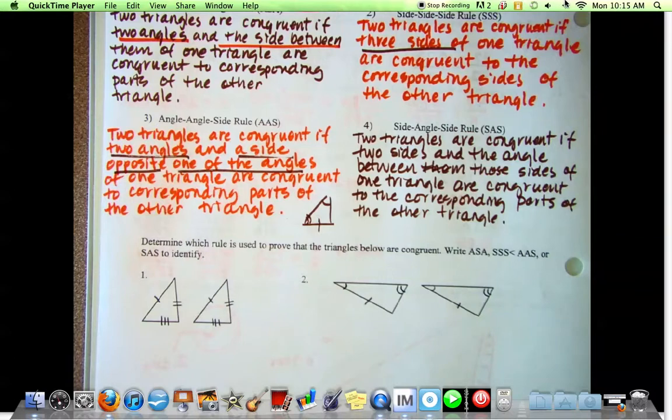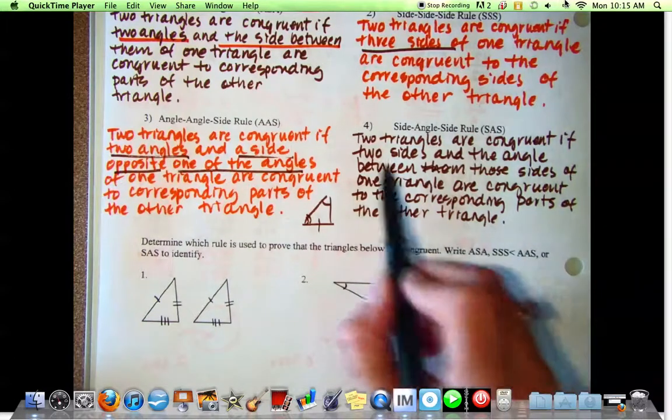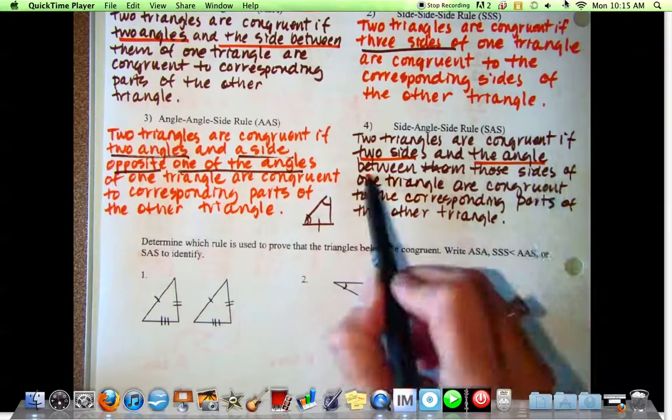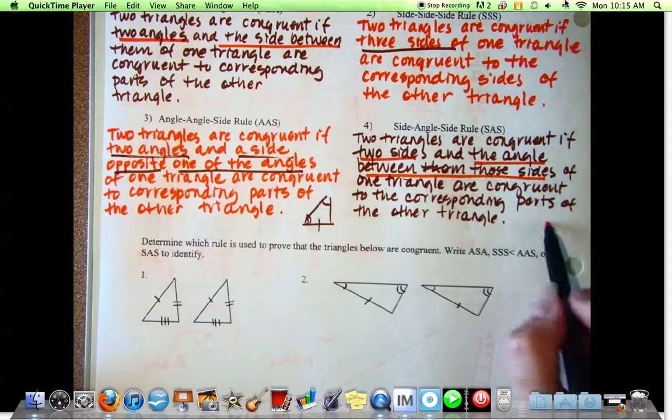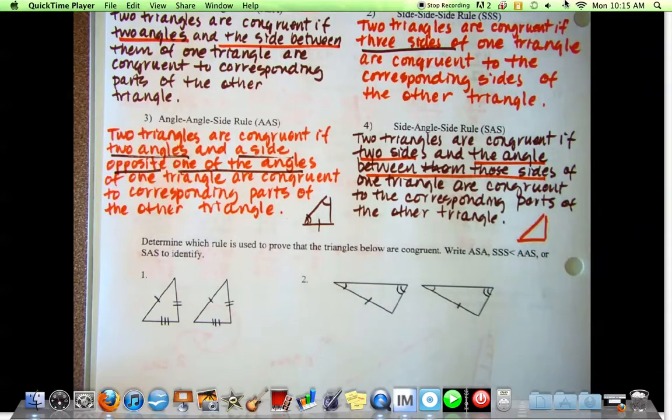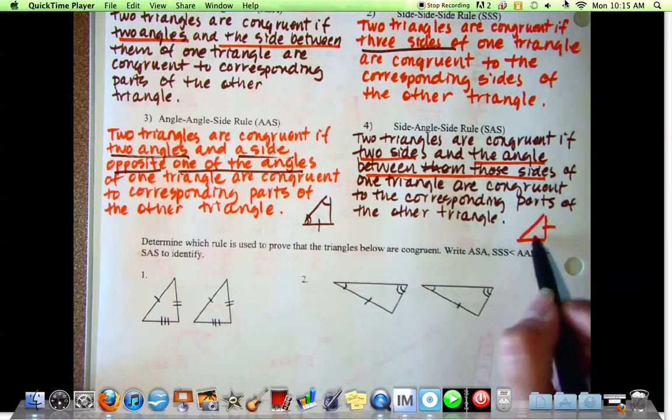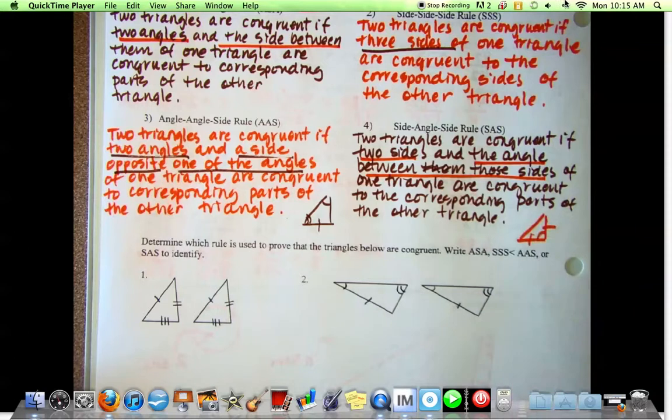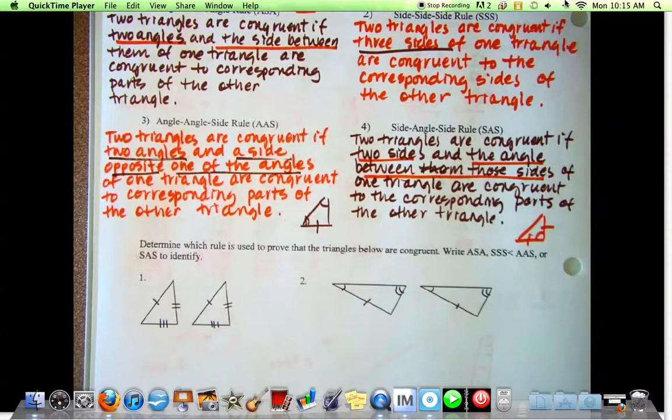So, important words in this property? Two sides and an angle between those sides. So, in a triangle, you have two sides and the angle between them. Doesn't matter which sides, but the angle has to fall between them.